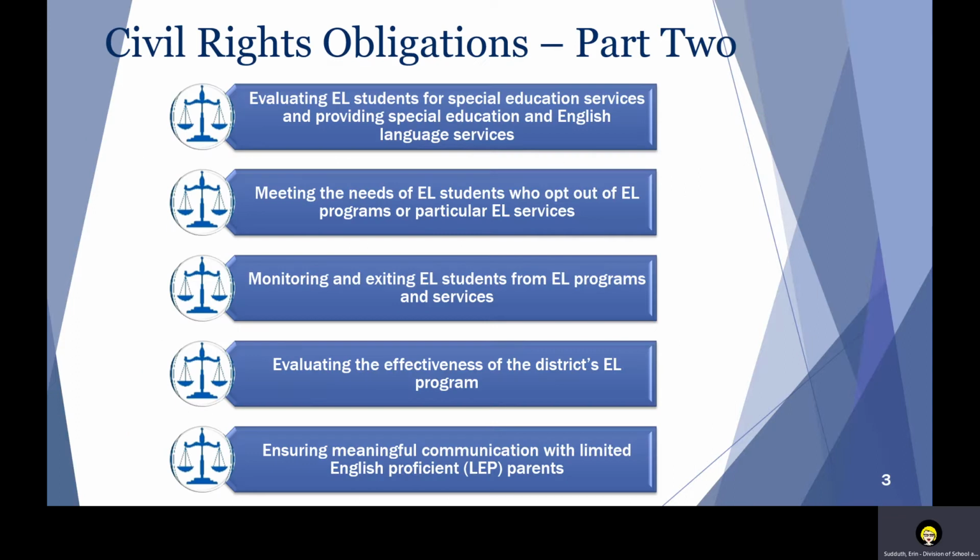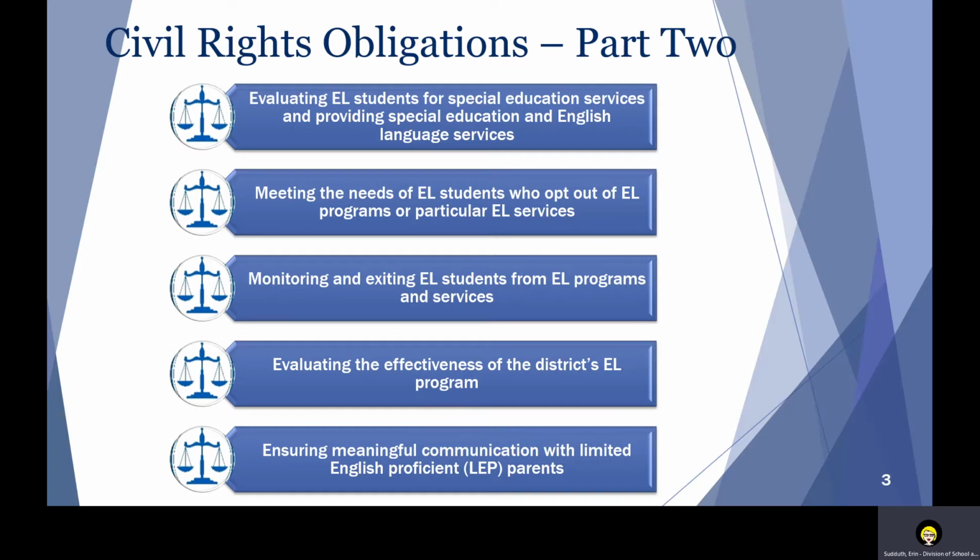There are 10 civil rights obligations total. The first 5 were covered in Part 1 of our Civil Rights Obligations for English Learner Students video. This video will focus on the last 5 obligations, including evaluating EL students for special education services and providing special education and English language services, meeting the needs of EL students who opt out of EL programs or particular services, monitoring and exiting EL students from EL programs and services, evaluating the effectiveness of the district's EL program, and ensuring meaningful communication with limited English proficient or LEP parents.